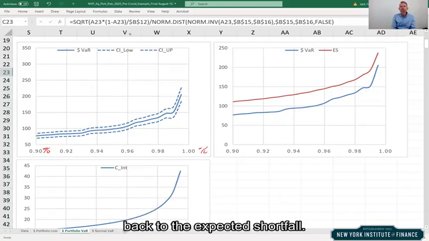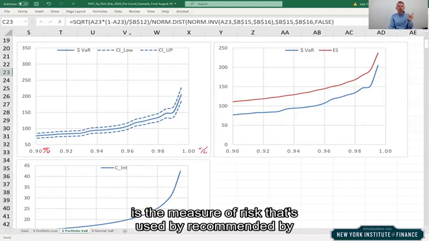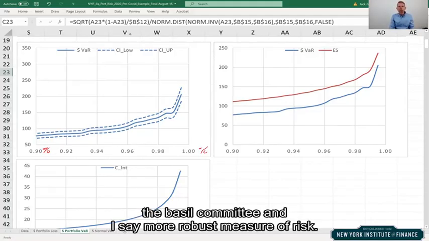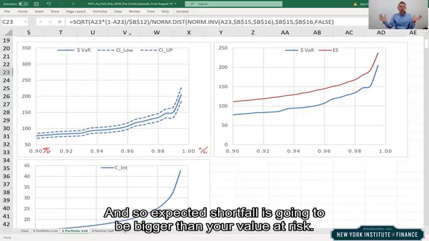And now what we're going to do is compare that to the expected shortfall. You'll remember from the course, expected shortfall is the measure of risk that's recommended by the Basel Committee, and is a more robust measure of risk. It measures the average loss once you're in that value at risk tail. And so expected shortfall is going to be bigger than your value at risk.